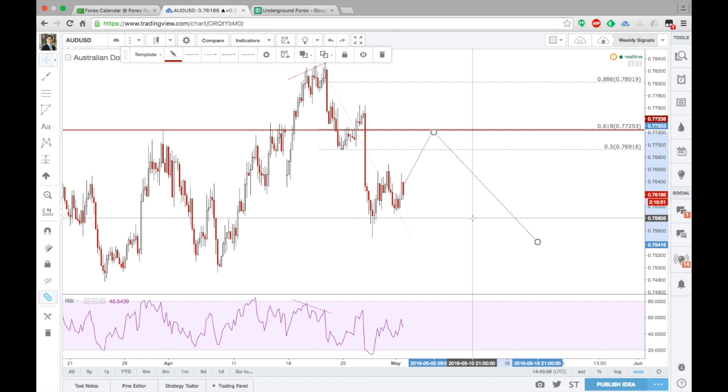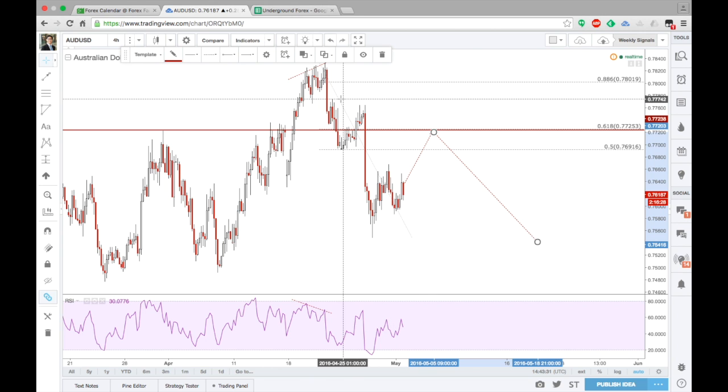But having said that, we have a major news event, which is the RBA rate statement tomorrow, so we are not really sure whether price will pull back so deep, up to 77.25. So this is something you just have to keep a watch on, as to what will happen with tomorrow's RBA statement itself. So this is the first setup.